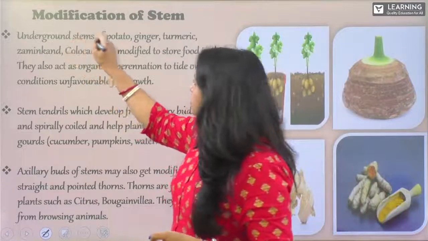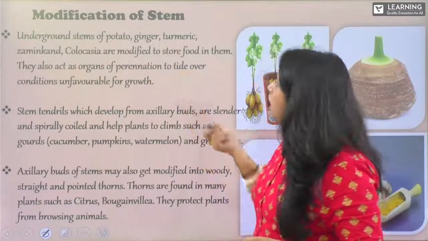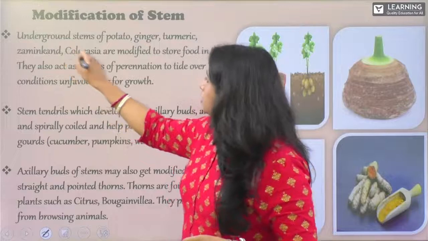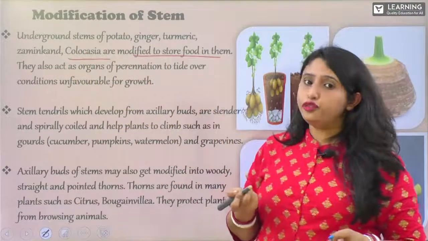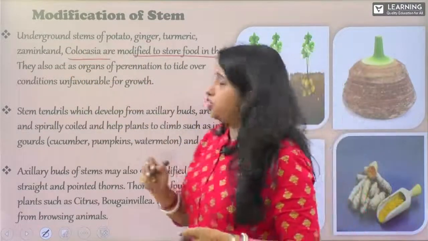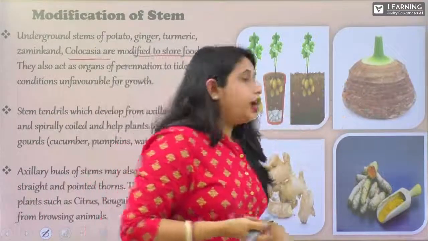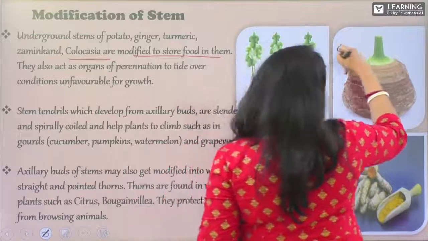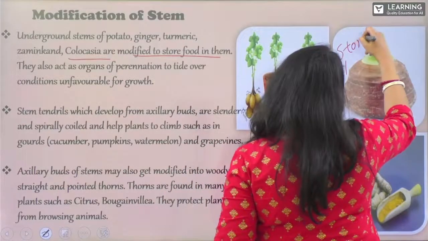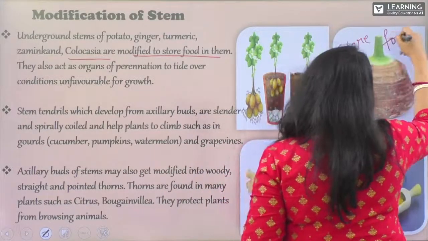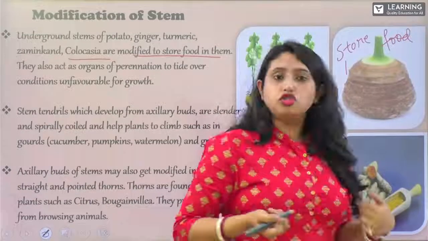So the underground stems of potato, ginger, turmeric, colocasia are modified to store food in them, okay? So as you can see, the potato and the colocasia modify themselves. Why do they modify? In order to store food.